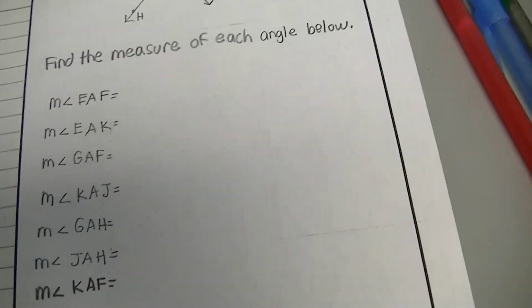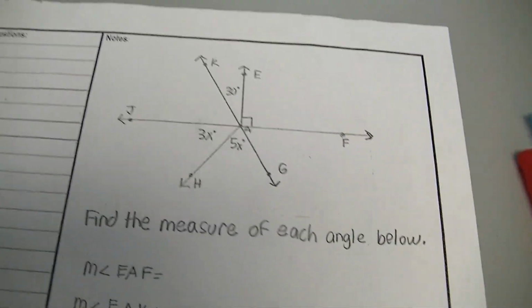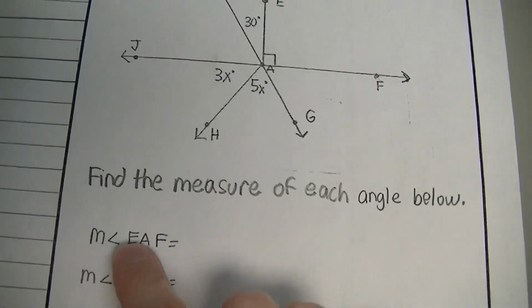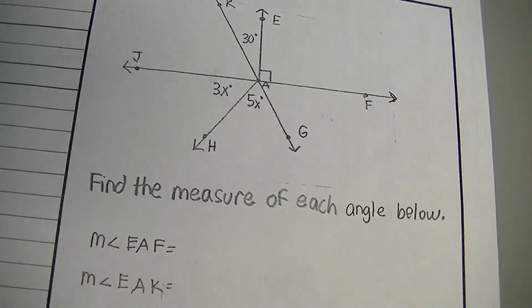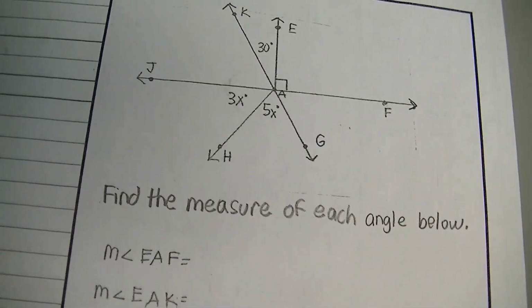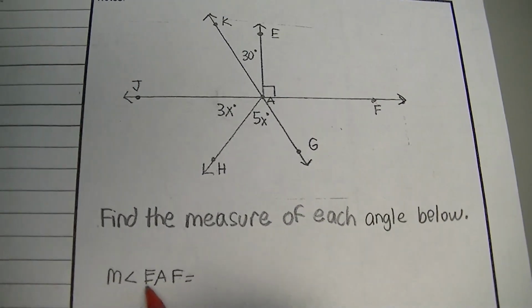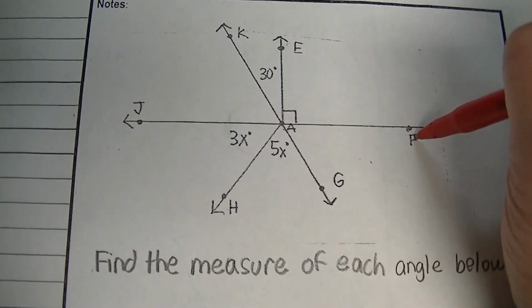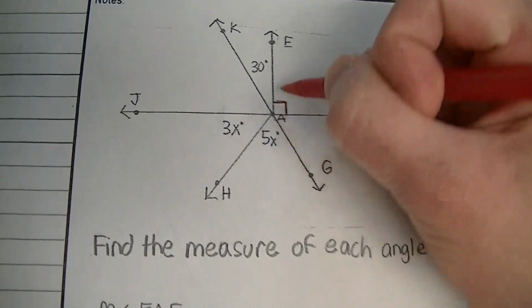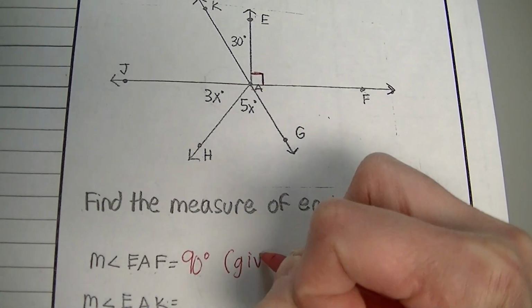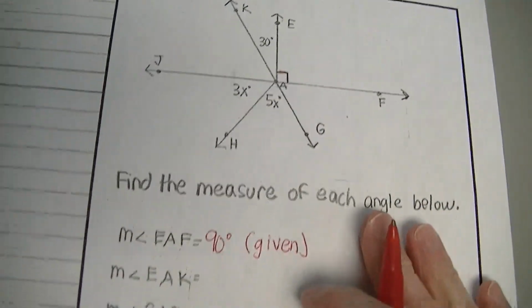Okay, please turn the page. Okay, you see that there's a lot going on right here. And we have to find the measurement of each angle below, okay? And when possible, if needed, I want you to make sure you use equations, if it makes sense to, okay? So the measurement of angle EAF, let's go ahead and locate that. EAF, well, that's going to be 90 degrees because it's given. All right, given in parentheses because they gave it to you.